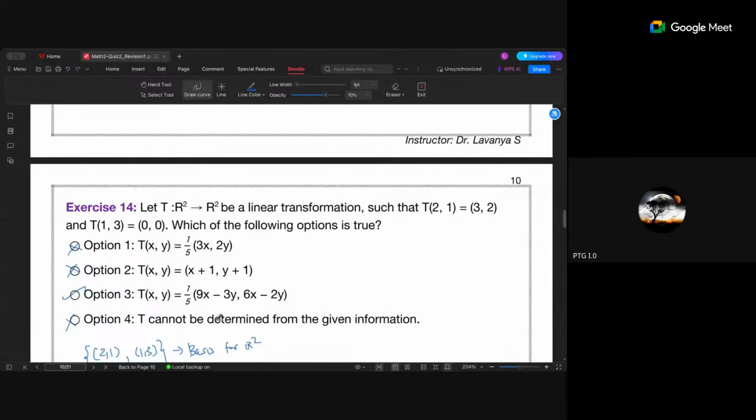Also, ma'am, because the given domain is R2, there have to be two elements in the basis. So with one element, we cannot determine it. Yes, with one element from the basis, you cannot determine it. And with one element, you can at least check whether it is a linear transformation or not, because it should satisfy the linear transformation property. It depends on the problem. Yes, ma'am. Okay, fine.